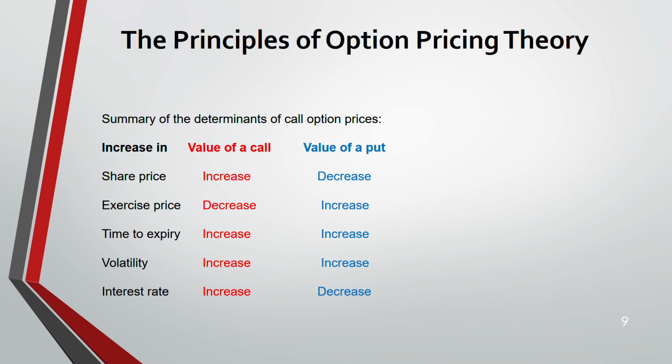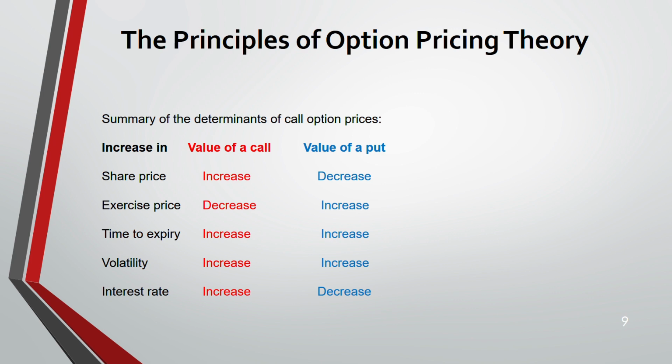Okay. So these are the 5 variables. Remember this. These are the 5 variables that affect the value of the call option. Your call option value is determined by these 5 variables. Number 1, share price. Number 2, exercise price. Number 3, time to expiry. Number 4, volatility. Number 5, interest rate. Remember this. This you cannot forget.